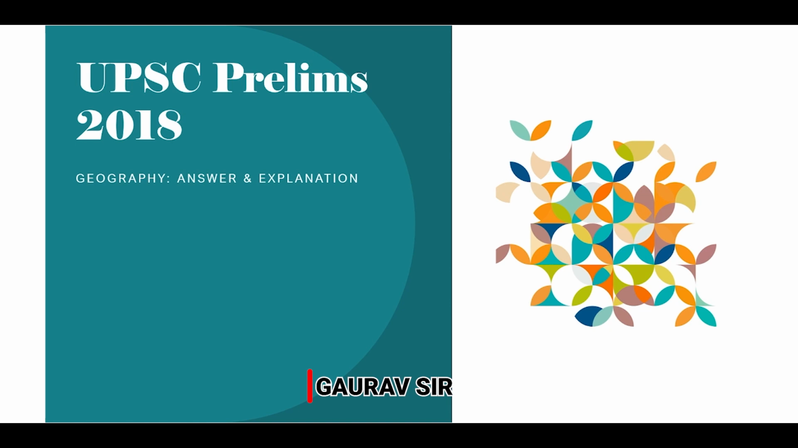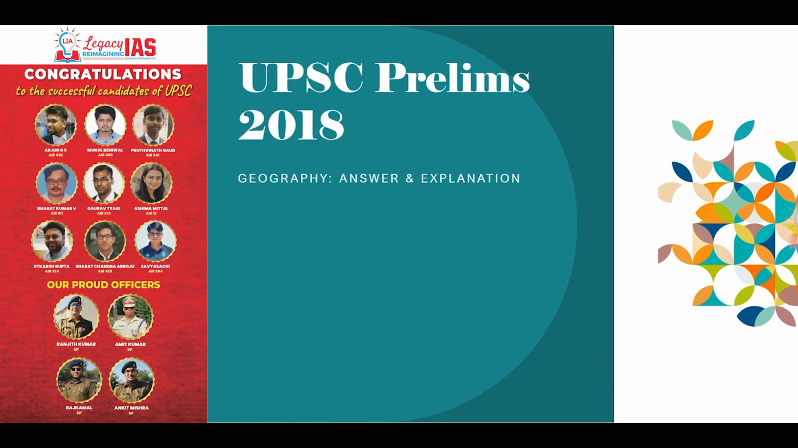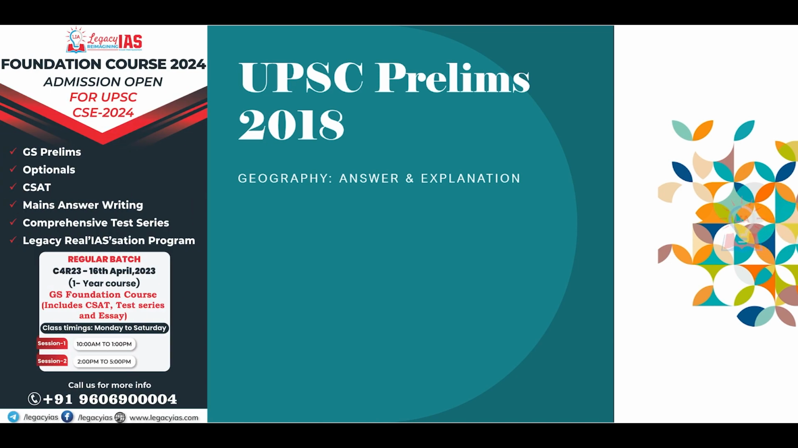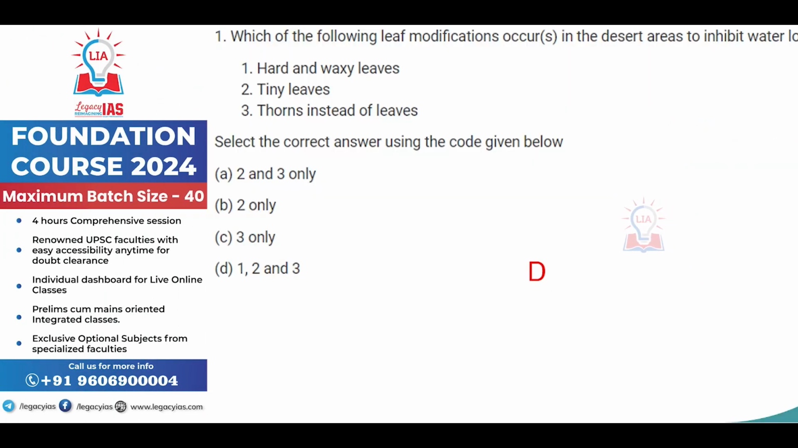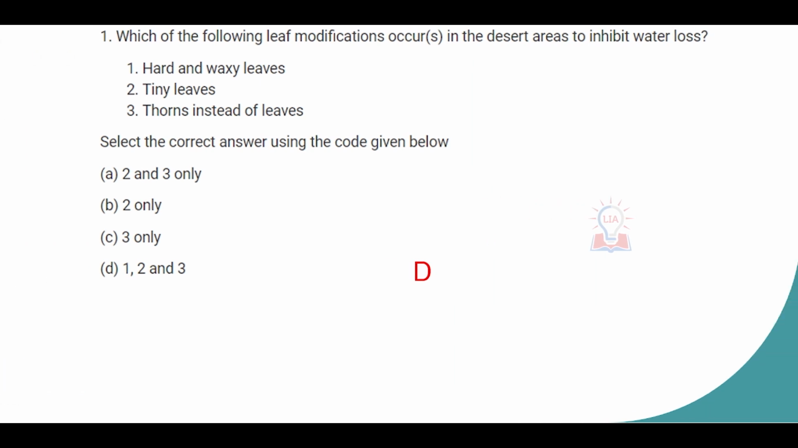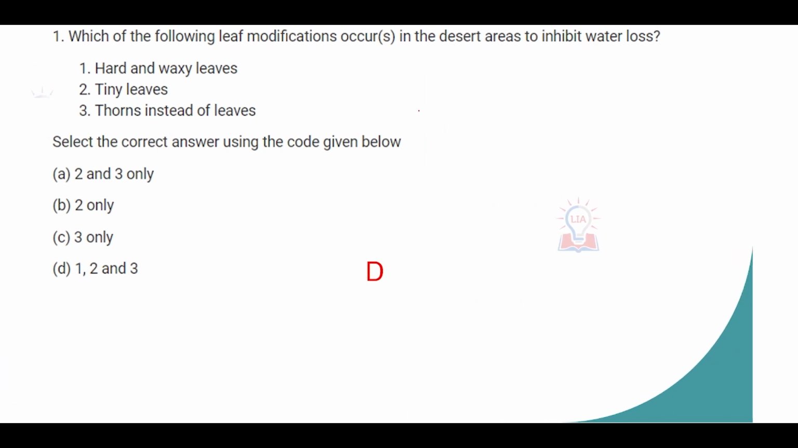In today's video, we are going to discuss the prelims paper of UPSC of year 2018. We are going to discuss the geography questions that have been asked in this particular year. We'll try to understand what the correct options are, what the correct answers are, and the explanation behind them. So the first question, as you can see, is related to the topic of natural vegetation.